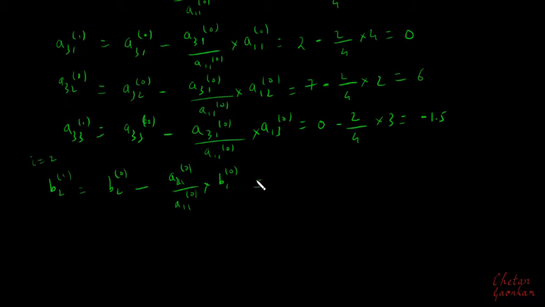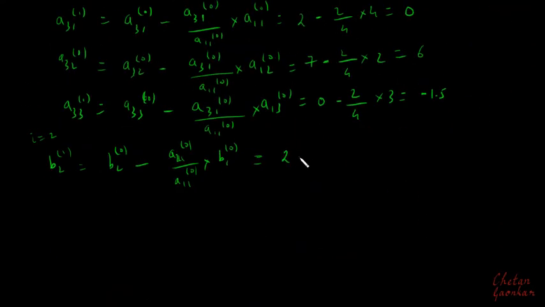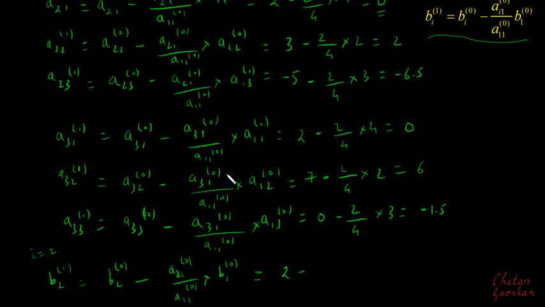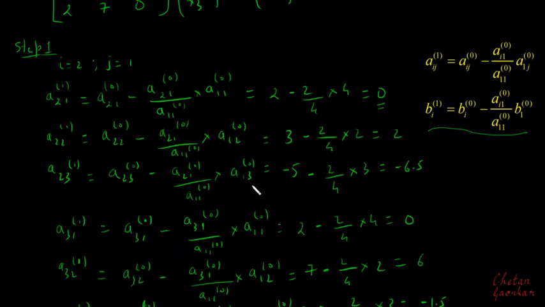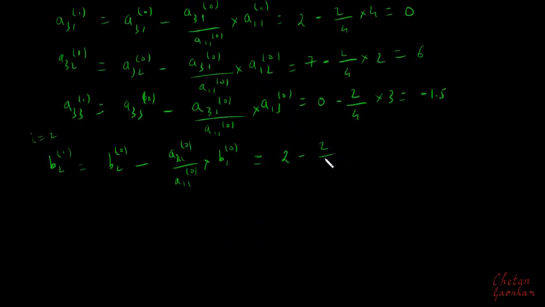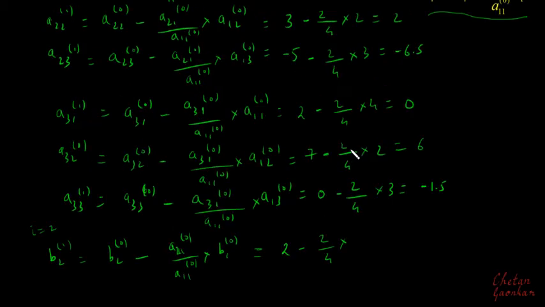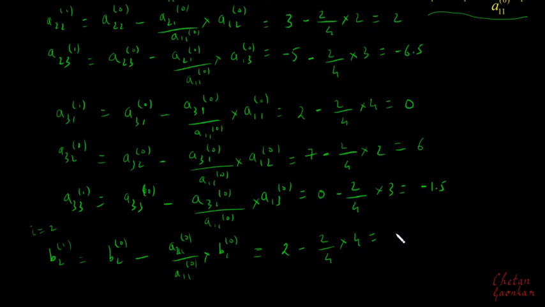So if I do this, I will get b2 original is 2 minus a21 original is 2, right? a21 original is 2, so this will be 2 divided by a11 original is 4 multiplied by b1 original is 4. So finally I'll get this b2 as 0.